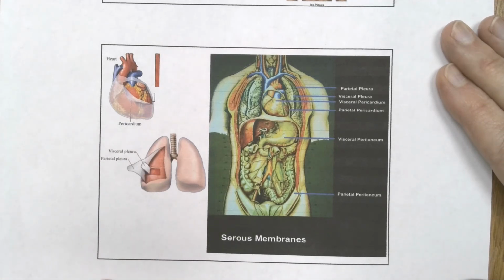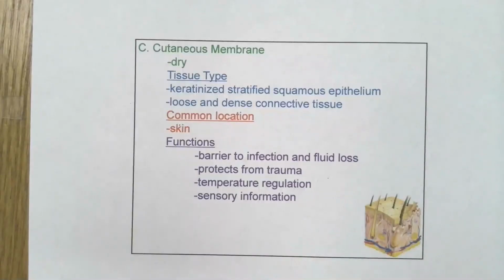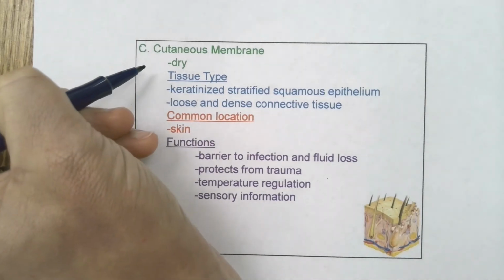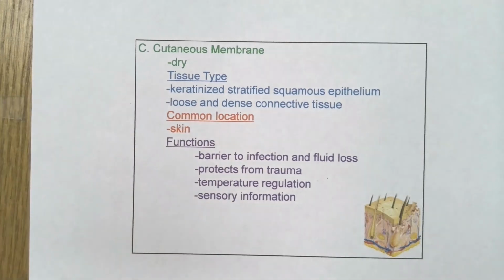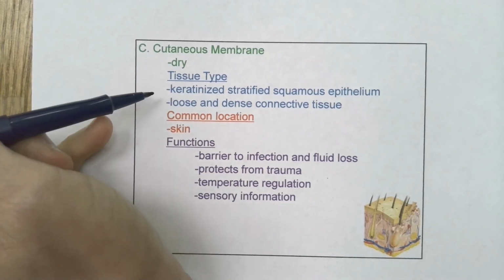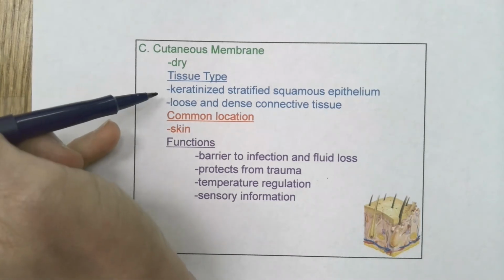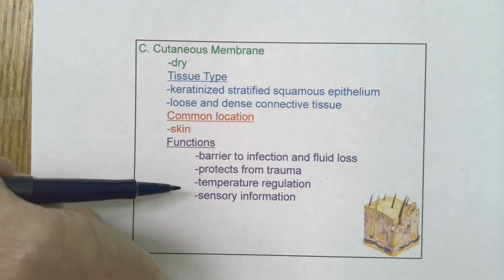Okay, so then next, the cutaneous membrane. This is the only dry membrane, so this is your integument or your skin. We're going to go into much more detail on this than what we see here, so I'll keep it short and sweet. So this is keratinized stratified squamous epithelial tissue and loose areolar and dense irregular connective tissue that make up the skin. As far as functions, this is just a few general functions. Again, more detail to come.